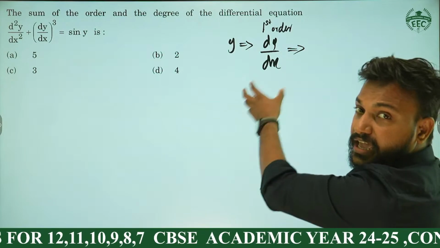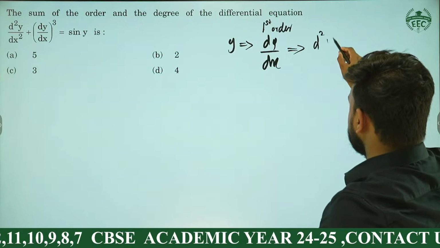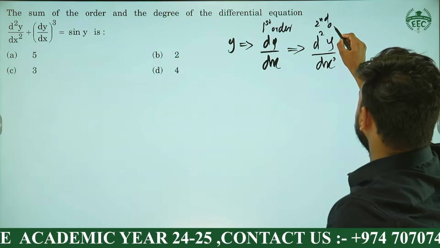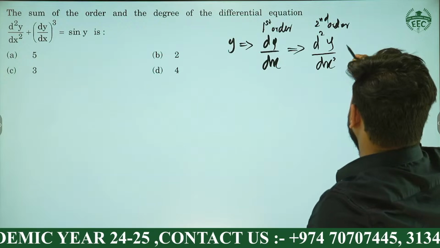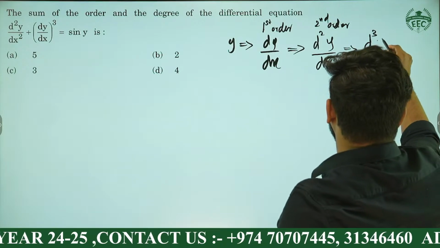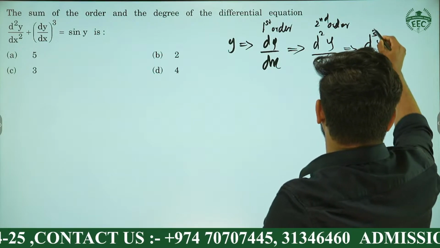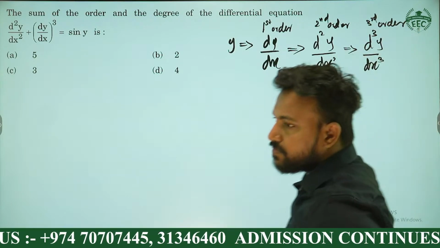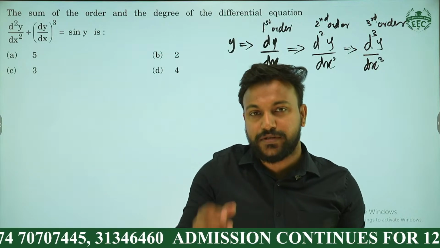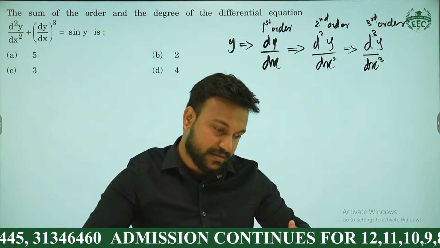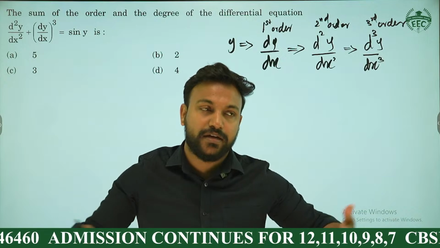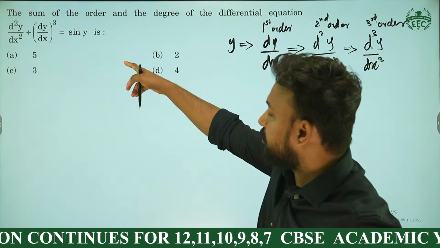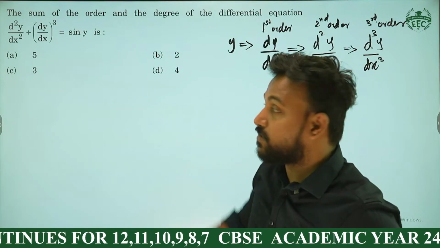And if you differentiate it again, you will get d square y by dx square, that is second order. If you differentiate it again, you will get d cube y by dx cube, that is third order. So the order means how many times you differentiated the function, or how many times you have differentiated the entire equation that have been used to create this particular differential equation.